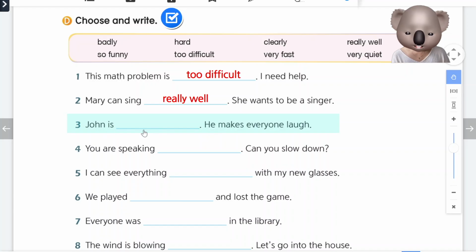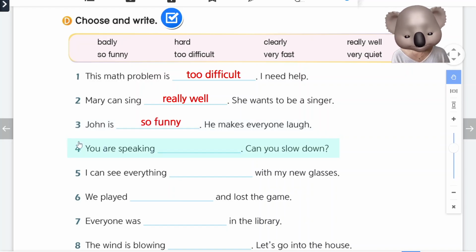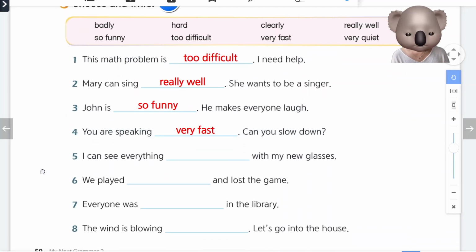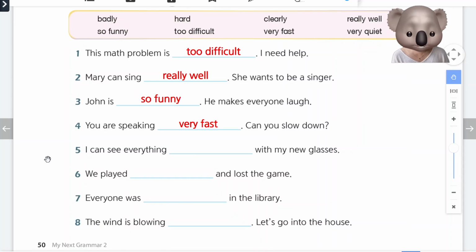Number 3, John is, he makes everyone laugh. So funny. Number 4, you are speaking, can you slow down? Oh, slow opposite은 very fast. Number 5, I can see everything. 오, 엄청 잘 보일 수 있네. Clearly with my glasses. We played and lost the game. 잘 못 쳤어. We played badly.